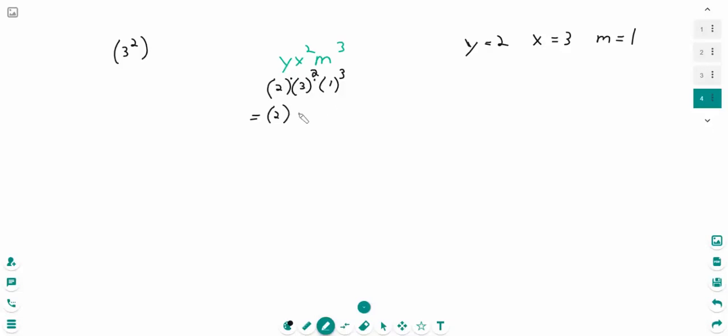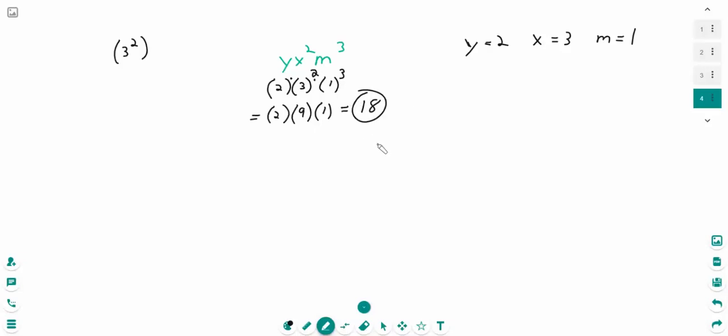So now we have a 3 raised to the second power, which is a 3 times 3, which will give us the 9. And then we have a 1 to the third. That's easy. So we have just 1 times 1 times 1, which of course is just 1, right? So now we've simplified all our powers. We can multiply it out. 2 times 9 is 18 times 1 is 18. All right. So that is our solution. Now let's try one that's just a little bit more complicated.